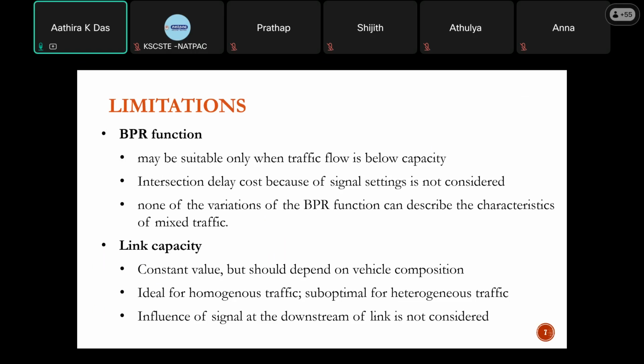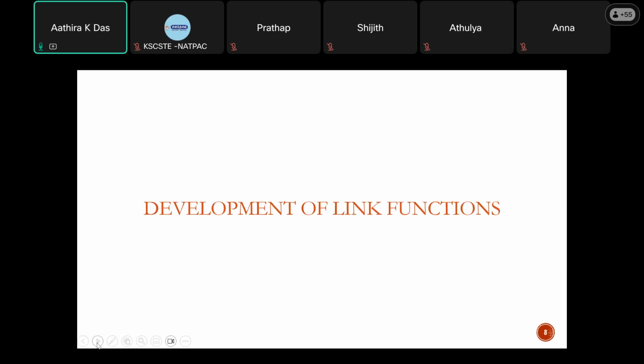And moreover, the influence of signal at a downstream of a link in a network is not considered when a constant capacity value is used. Therefore, we developed the link functions, that is link cost and capacity functions, that are suitable for mixed traffic conditions, considering the different vehicle classes and their characteristics.